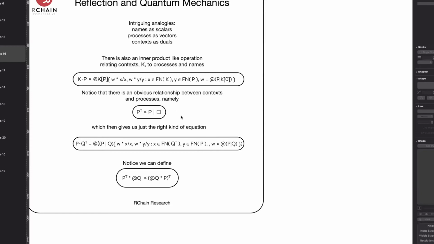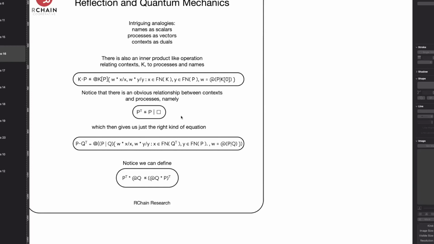Wouldn't the context of the receive be the context of the send? No, you don't have that kind of duality. It's not the same.